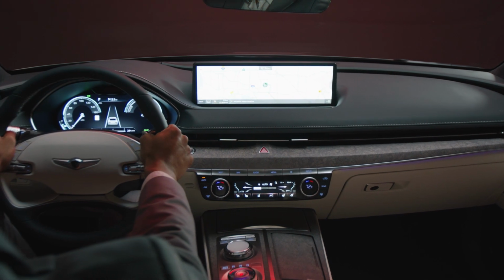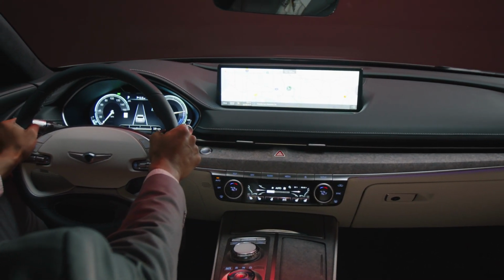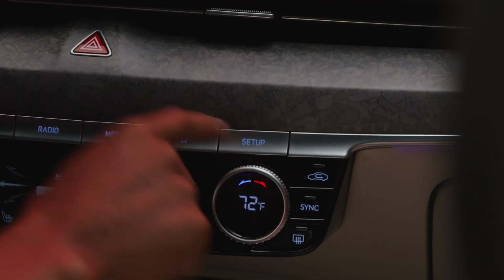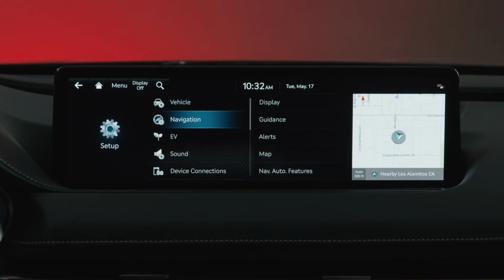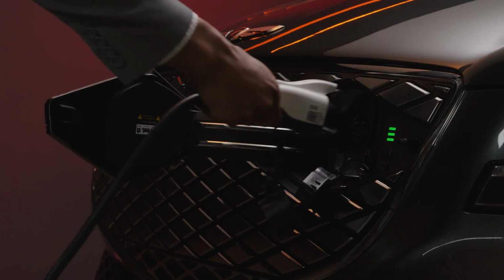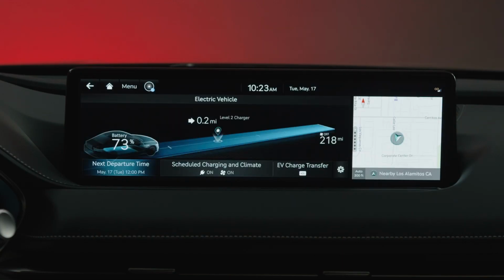General EV settings, such as the max charge percentage, charging current, utility mode, and charger lock settings, can be set by pressing Setup and then EV. The target battery charge level can be set in 10% increments on the charging limit, max percentage charge screen. When using an AC charger, the charging current can be adjusted at the charging current screen.